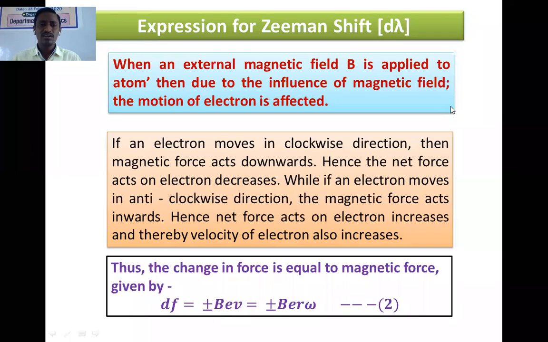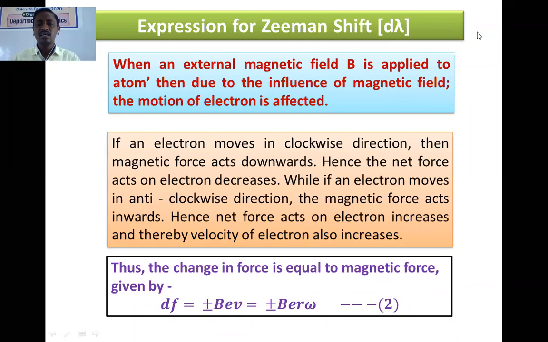So when an external magnetic field B is applied to the atom, then due to the influence of the magnetic field, the motion of the electron is affected. We know if an electron moves in a clockwise direction, then the magnetic force acts in a downward direction, or along the centripetal force. Hence the net force acting on the electron decreases.